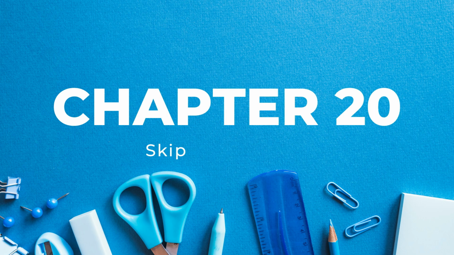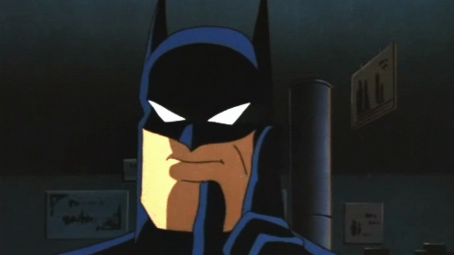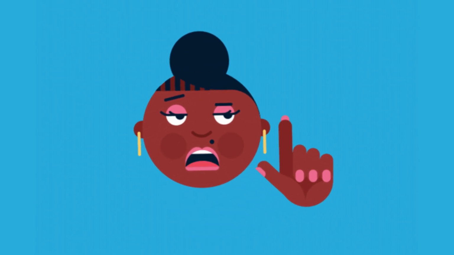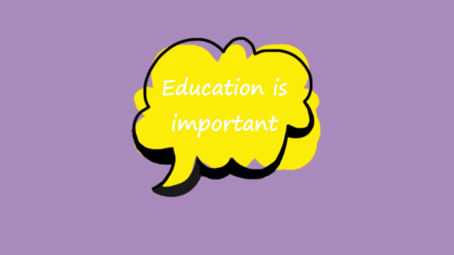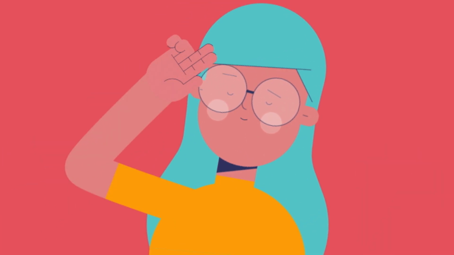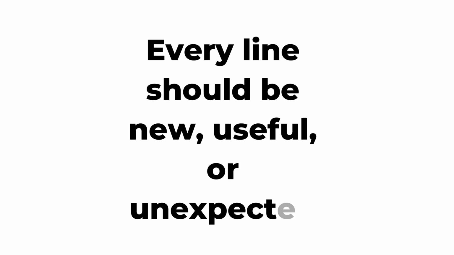Chapter 20. Skip the obvious. Stop wasting space on things everyone already knows. Don't start your abstract with general info like education is important. Jump into your specific angle or problem. Every line should be new, useful, or unexpected.